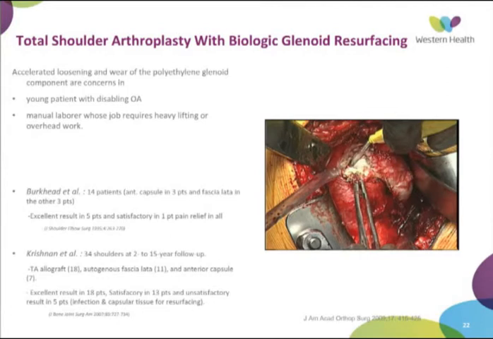So that's 6 patients. And of those 6 patients, 5 of them had an excellent result, and 1 of them had a satisfactory result. The other study had 34 shoulders, and they followed them up to 15 years, and they used different grafts. From those people, only 5 had an unsatisfactory result. Interestingly, the graft used in the groups that were not happy was the anterior capsule tissue. And the other cause for them being unhappy with the operation was infection.